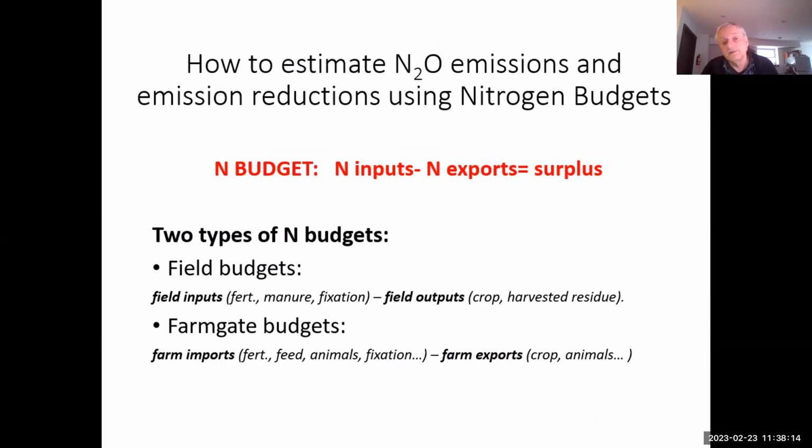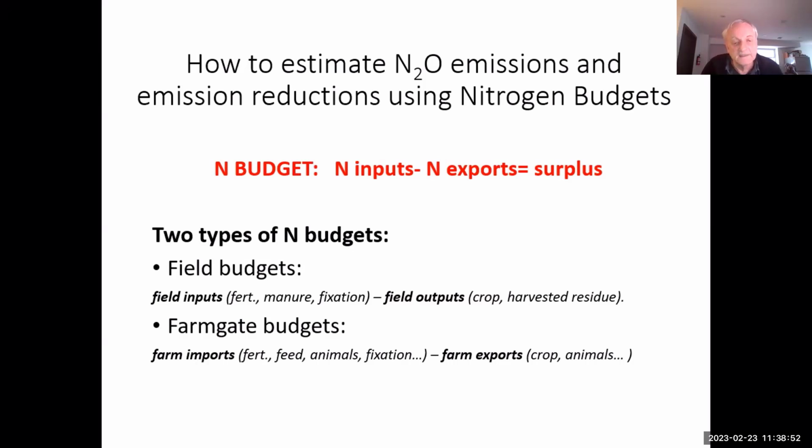It's very simple: inputs minus exports, and that's the surplus. Okay. So basically, we have 2 kinds that we can think about on farms. There's the field budget, which I think is what mainly Drew was talking about. So it's how much fertilizer, how much compost, how much manure has gone on, how much crop is taken off. And that is a field budget. But there's also a farmgate budget, which is a bit different. And the farmgate budget is how much fertilizer have you brought to the farm, but also how much feed have you brought to the farm, how many animals have you brought to the farm, and then how much has been exported in terms of crop and animals.